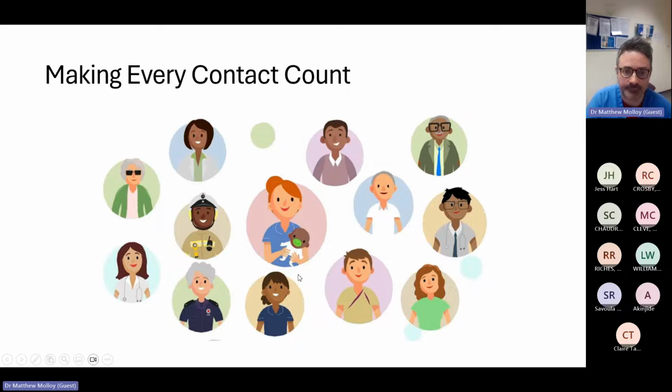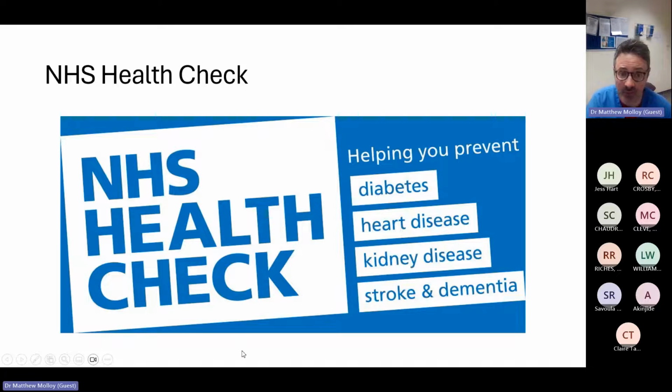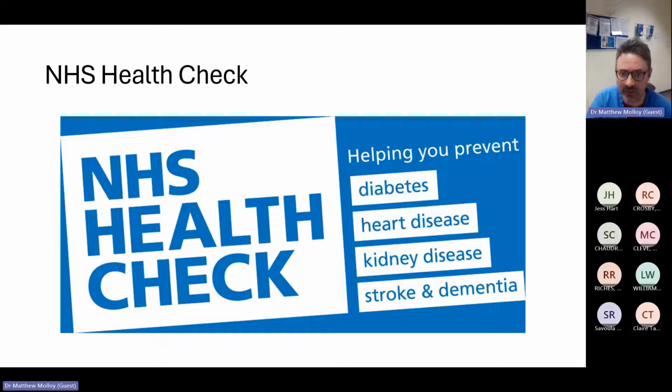The NHS Health Check, which has been going for a long while, is one of many measures to try and improve the uptake of checking patients' cardiovascular status. And the NHS Health Check helps to prevent or detect diabetes, heart disease, kidney disease, stroke and dementia. It has been running for many years, like I said, with a fair degree of success, and there are financial incentives to primary care for completing NHS Health Checks.